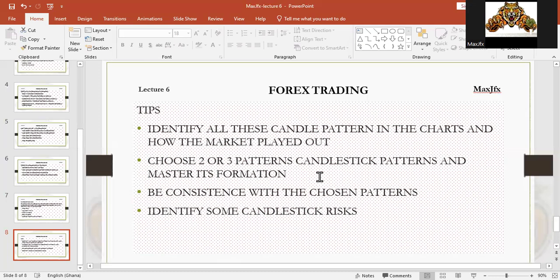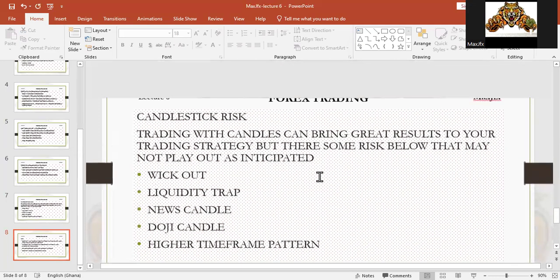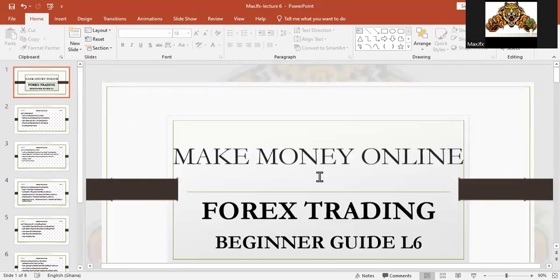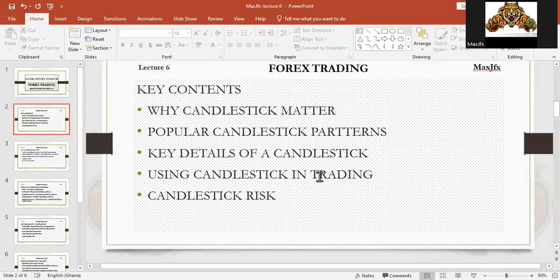All right, so I hope this lesson went well. I don't want to take much of your time. So what did you learn? We learned about why candlesticks matter, the popular candlestick patterns, key details of a candlestick, using candlesticks in trading, and also the candlestick risks.